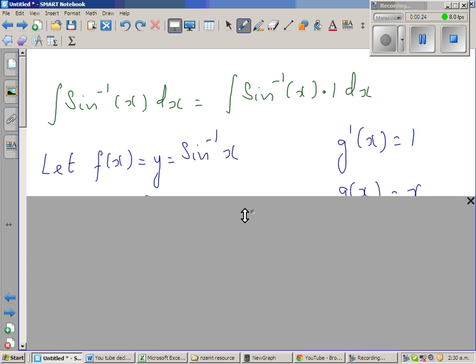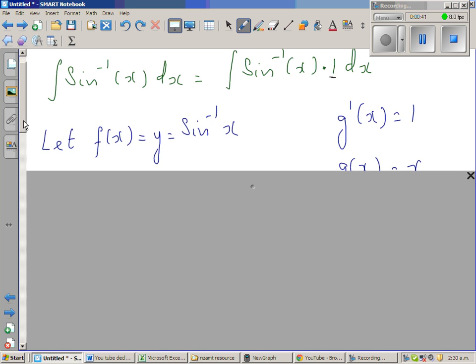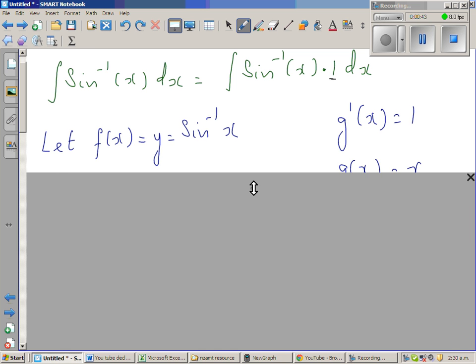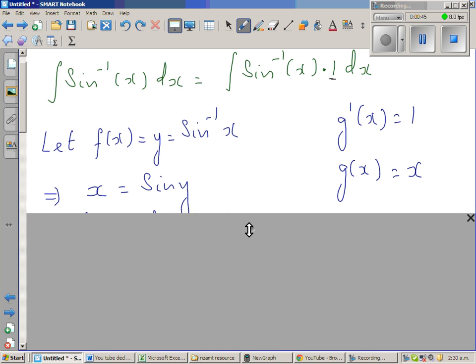Okay, so I'll let f of x, the first function, be sine inverse of x, and the second function I have let as g dash x. So this is a gradient function and this is a function. Now, to be able to differentiate this function, if you know the derivative, that's good.